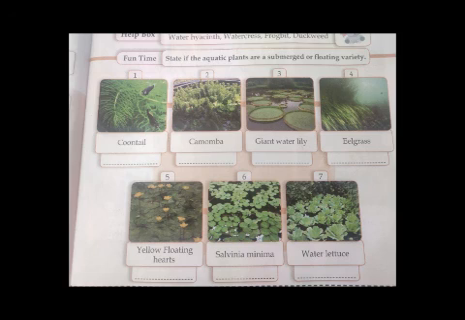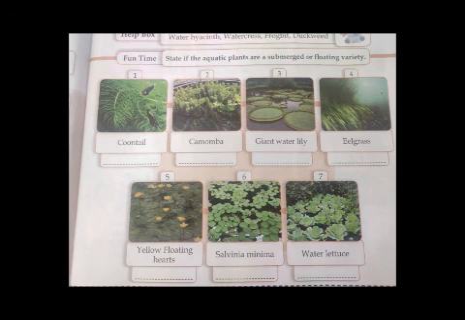See the fifth picture. The name of the fifth one is yellow floating hearts. Already they have given it is a floating plant. You can see the leaves are floating above the water. See the next picture, the sixth one. The name of this plant is Salvinia minima. You can see the leaves of this plant floating above the water. So you can write it as a floating plant.